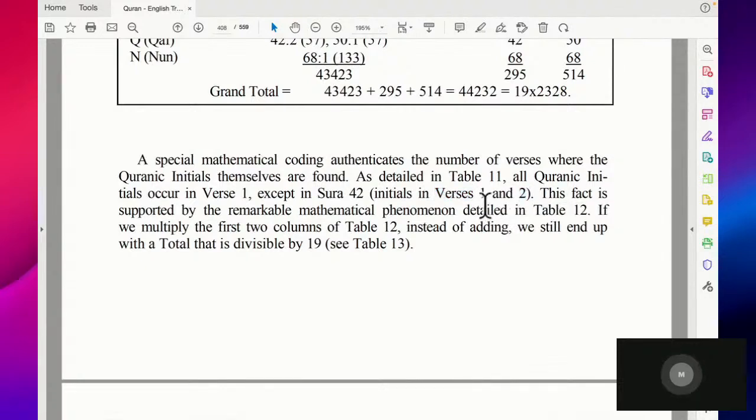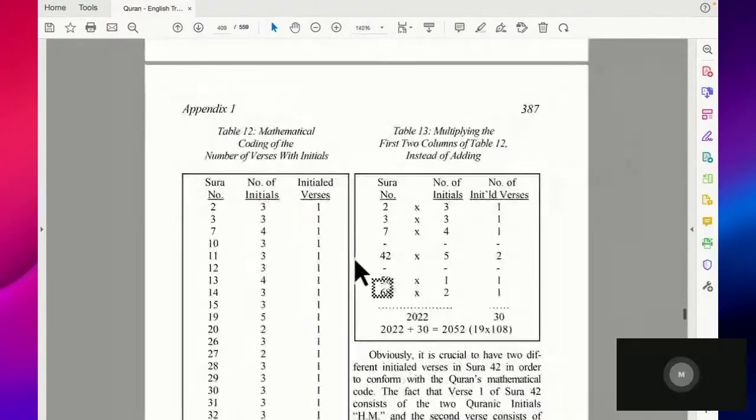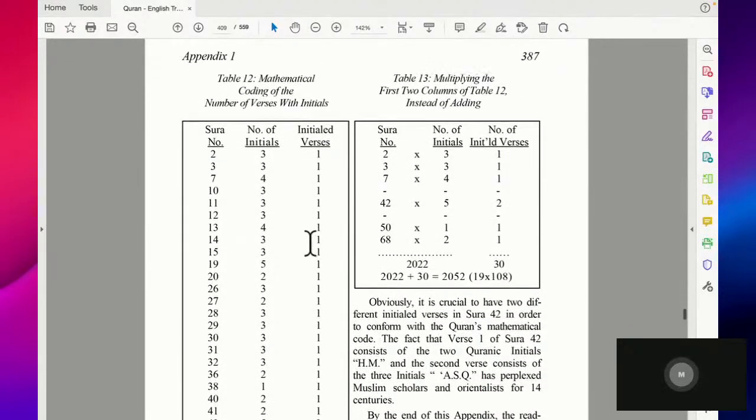This fact is supported by the remarkable mathematical phenomenon detailed in Table 12. If we multiply the first two columns of Table 12, instead of adding, we still end up with a total that is divisible by 19. See Table 13. So Tables 12 and 13 are connected mathematically. We're going to take a look at both of them, God willing, and see what they have to offer.